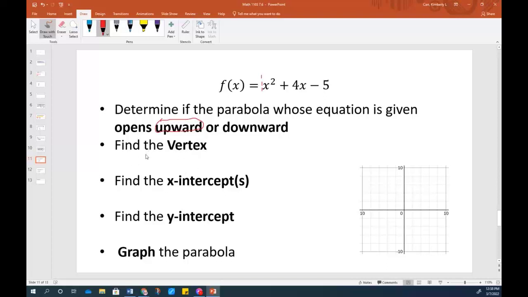Now to find the vertex, the very first thing you have to do is the opposite of b over 2a. In this case, that is -4 because b is that second number. And then 2 times a, don't forget a is that understood 1. So that ends up being -2. So my first number from the vertex is -2.